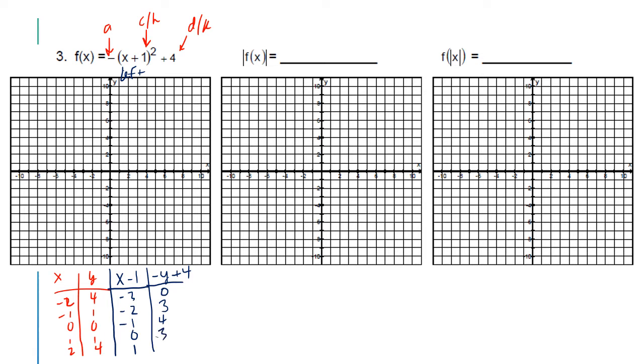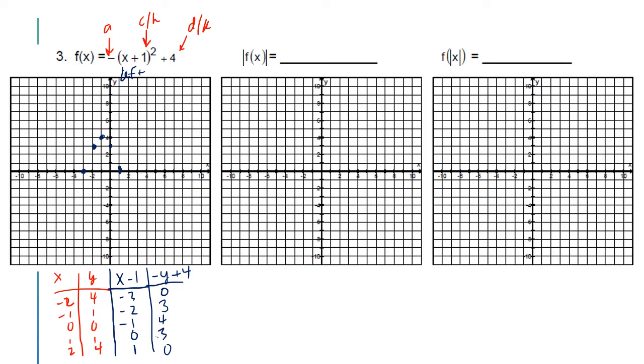So we have 3 and 0. These are the points that I'm graphing. So I have -3, 0, so I'm going to go to -3, 0. -2, 3, so I'm going to go to -2 and go to 3. We have -1, 4, so I'm going to go to -1, go to 4. We have 0, 3. And we have 1, 0.